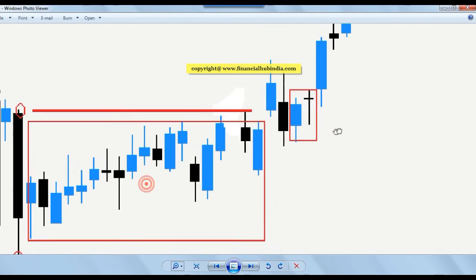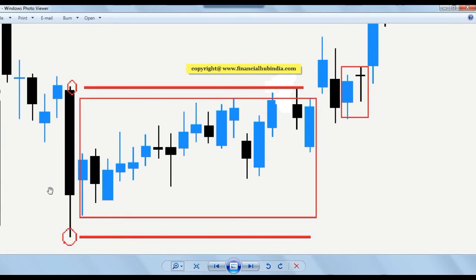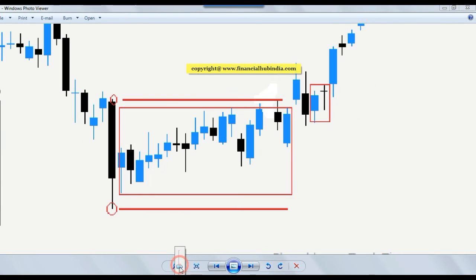Alright. Now what do you see here? We have a mother having so many babies. These are all babies, all the children. Right. So a mother candle and so many child candles within this high and low. Again, there is another mother and two children.